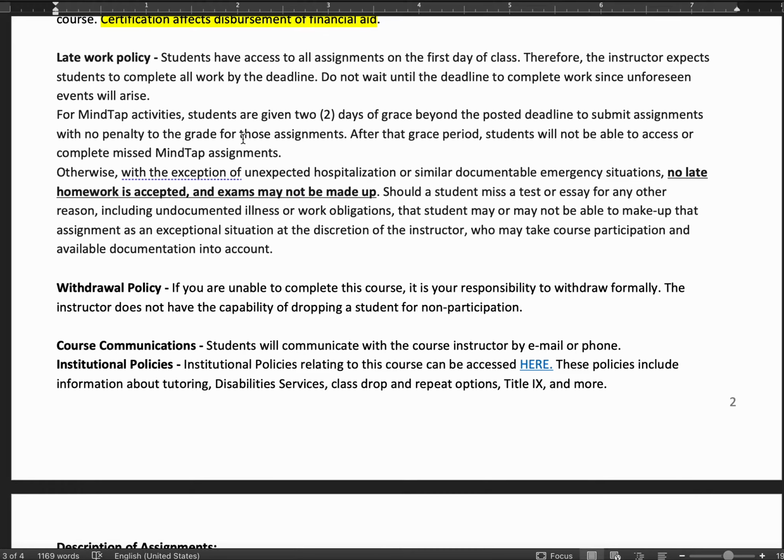After that grace period, students will not be able to access or complete the MindTap assignments that they missed, okay? So if you have a situation where you miss an assignment, you can tell me so in advance. You can let me know, like something is about to happen. But if you miss it, also reach out to me. If it's an unexpected hospitalization or some documentable emergency situation, please communicate with me, right? So that we can come to an arrangement on how you can make up the work if you have the documentation.